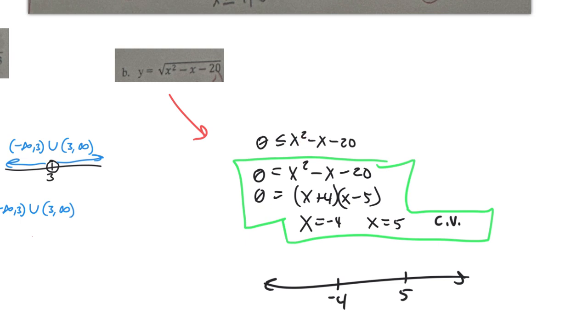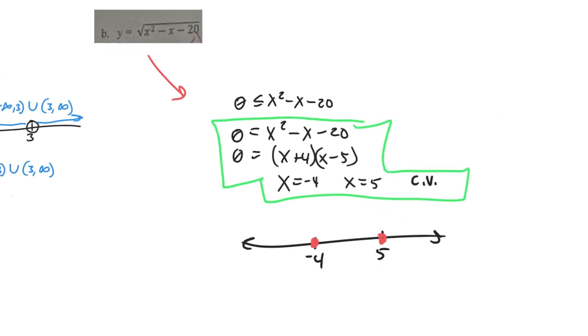Since this is a greater than or equal to symbol, that means this thing could indeed equal 0, and therefore you have closed circles there. Okay, greater than or equal to, this little underline means it's closed circles. Okay, now you do your test.